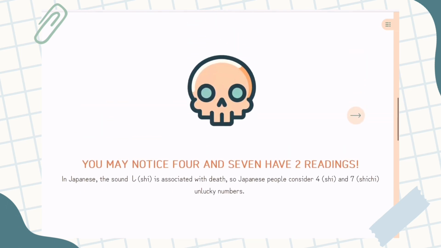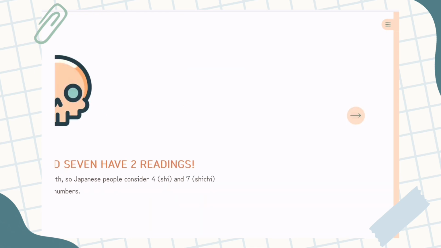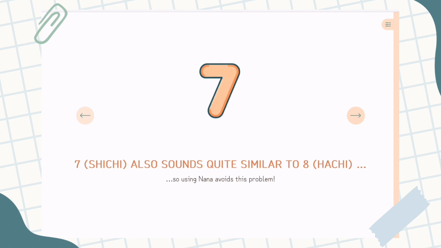Okay, you may have noticed 4 and 7 have 2 different readings. In Japanese, the sound shi is associated with death. So shi literally means death. So Japanese people consider 4 shi and 7 shichi unlucky numbers. Shichi also sounds quite similar to 8 hachi, so using nana avoids this problem. When I say it sounds quite similar, I've kind of heard that's a reason. I get a lot of people that are like, I don't hear it. Yeah.